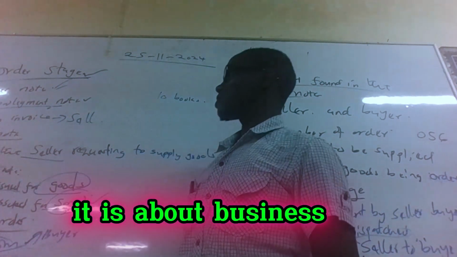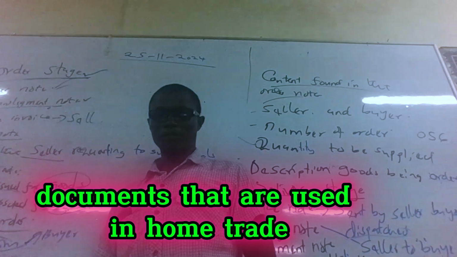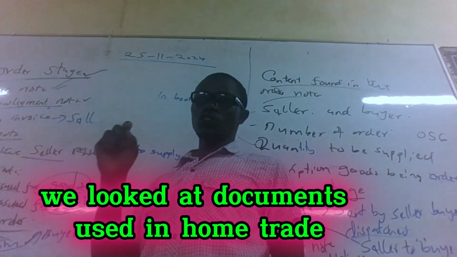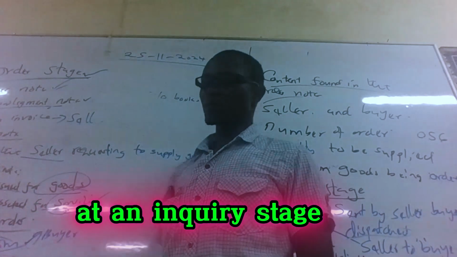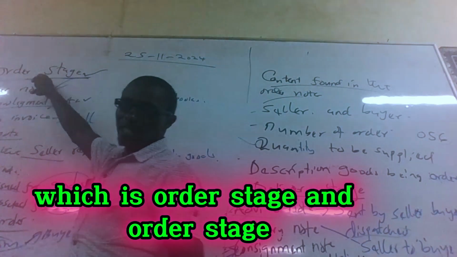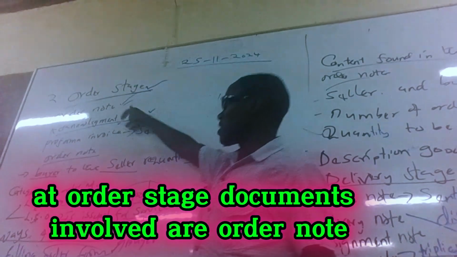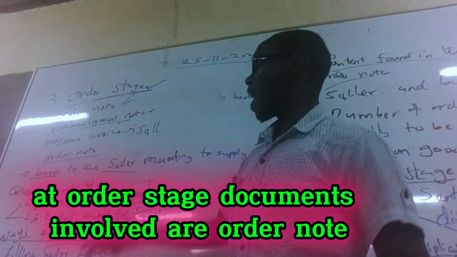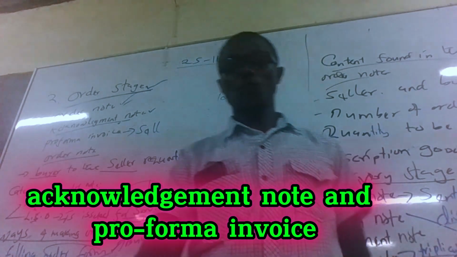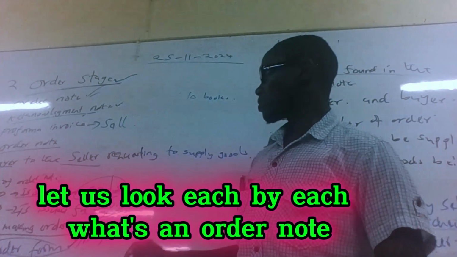It is about business documents that are used in home trade. Yesterday we looked at documents used in home trade at an inquiry stage. So today we are looking at the second stage, which is the order stage. At the order stage, documents involved are order notes, acknowledgement notes, and pro forma invoice. Let us look at each one by one.